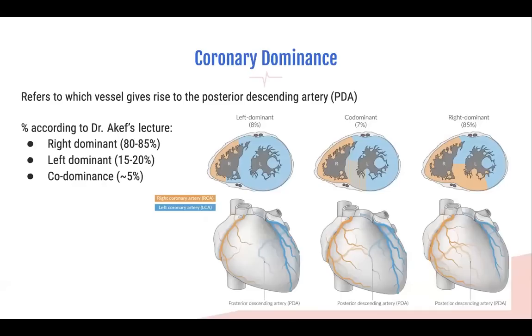Okay, coronary dominance. This is what I just mentioned, basically it depends on which artery supplies the posterior descending artery. So we have co-dominance, which is 7%, right dominant 85%, and left dominant in 8% of individuals. These are the percentages according to Akif's slide. They're kind of different, but I think you just need to know that right dominant is the more common one. Does anyone know the clinical significance of the whole dominance thing? Why do we need to know if someone's right dominant or left dominant? Why is it important?